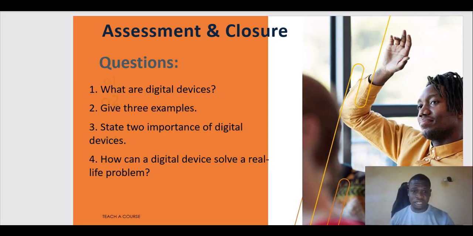That brings us to the end of today's lesson. You are going to take an assignment so that you go home and do it. Next week when we meet, I'll collect everything for marking and we'll continue from there. Question 1. What is a digital device? Question 2. Give 3 examples of digital devices. Question 3. State 2 importance of digital devices. And question 4. How can a digital device solve a real life problem?